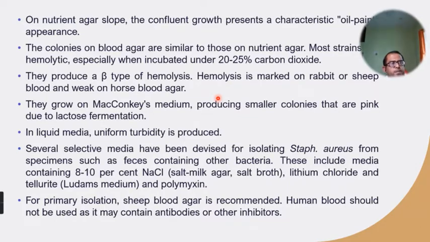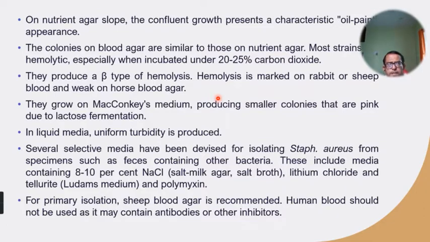Then another medium contains the antibiotic polymyxin. So these are the selective media which selectively allow the growth of only Staphylococcus aureus, not any other kind of bacteria. For primary isolation, sheep blood agar is recommended. If we have to isolate this bacteria from any source, sheep blood agar is a very good medium for the isolation of this bacteria.